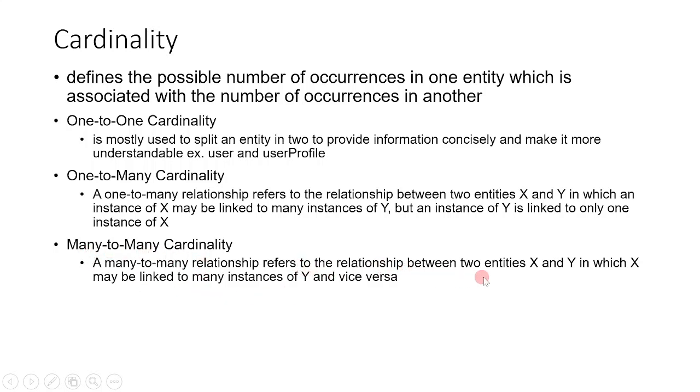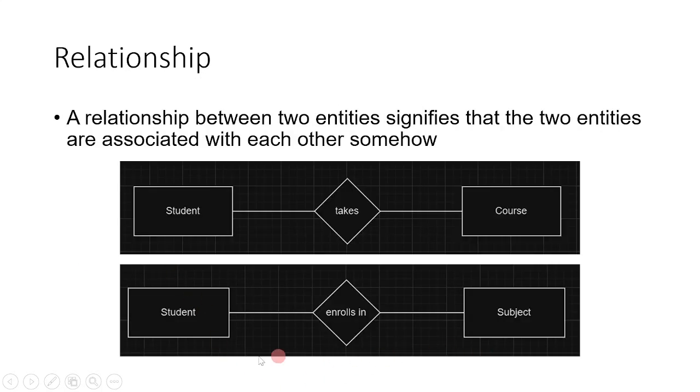It refers to the relationship between two entities x and y, in which x may be linked to many instances of y and vice versa. So that's many to many. For example, this one here is actually many to many. First, one student can have many subjects. With that alone, we could say one to many.